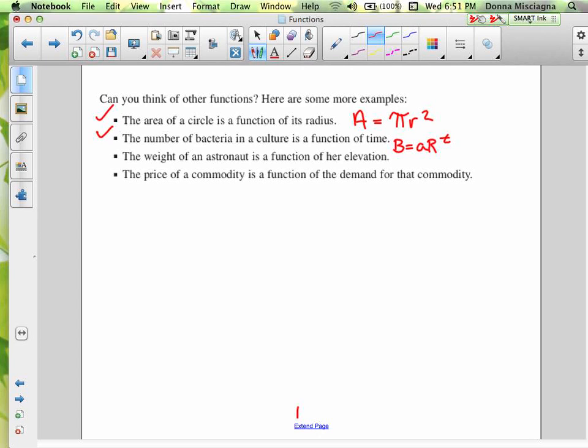Right? And that's going to be a function of time. Right? Because bacterial growth is an exponential function. But the other two may not be as easy to write an equation for, unless we already know an equation for those.